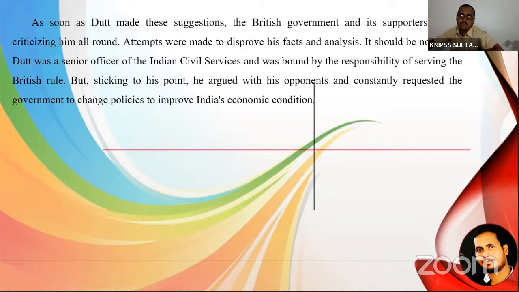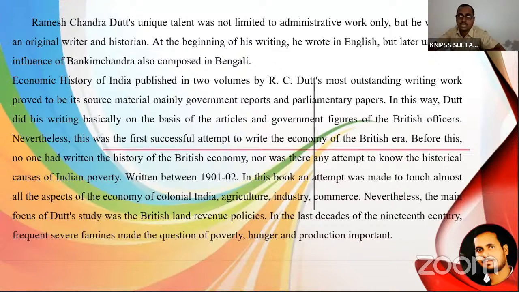It should be noted that Datta was a senior officer of the Indian Civil Services and was bound by the responsibility of serving British rule, but strictly on his points, he argued with his opponents and requested the government to change policy to improve Indian economic conditions. We can say it held up a mirror in front of the British government, which blamed everything else for the bad situation of the Indian economy. Students, Ramesh Chandra Datta's unique talent was not limited to administrative work only, but he was also an original writer and historian.